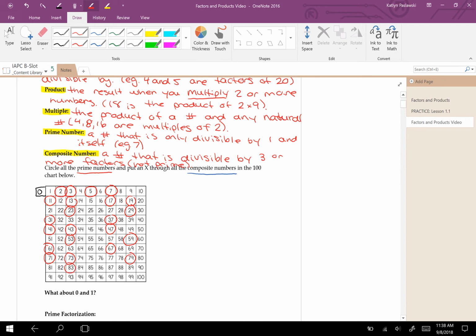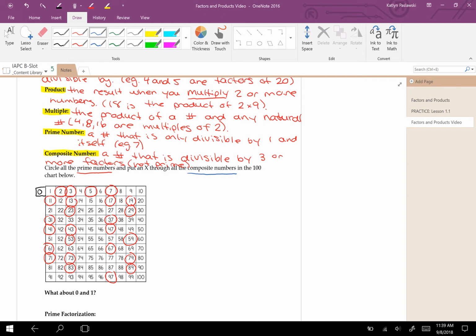79, 83, 89, and 97. So here we have all the prime numbers. Now we're going to look at the composite numbers. So remembering that a composite number is a number that is divisible by 3 or more factors, and it's not a prime. So we can automatically rule out all the prime numbers.